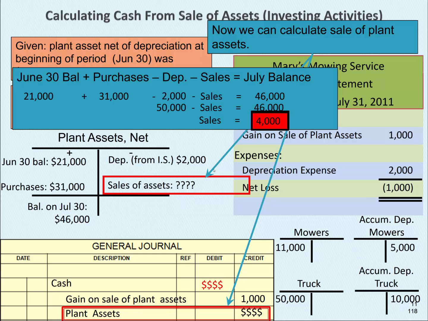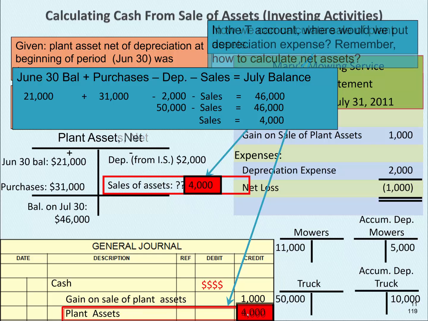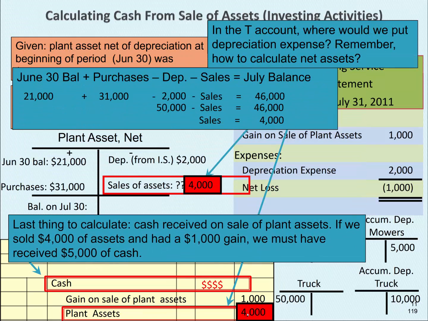Now remember, this $4,000 represents the sale of assets, which we can place there. And it also goes down here in our T account, our journal transaction, to represent the amount of plant assets going down because we sold them. Now, the last thing to do is calculate the cash received from selling the plant assets. This is really easy. If we sold $4,000 of assets and had a $1,000 gain, in other words, we have this journal transaction, what's the balancing amount? Well, we must have received $5,000 of cash.